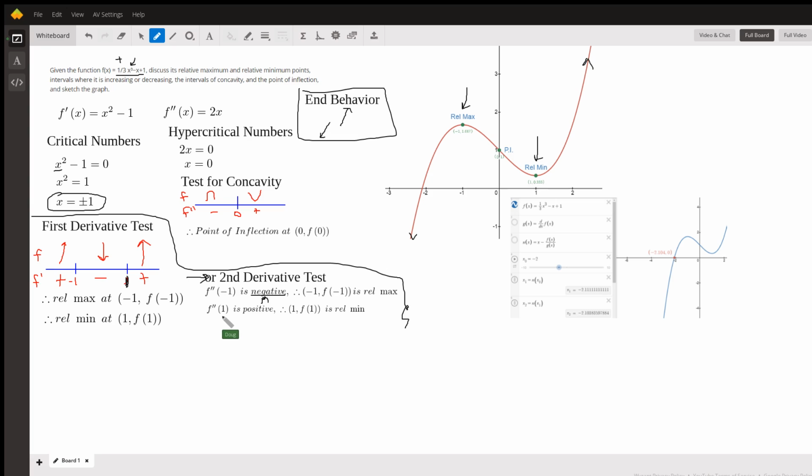And similarly, f double prime of 1 is positive, therefore there's a relative minimum. Think of this as concave up, smiley face, positive. So this has to be a relative minimum.